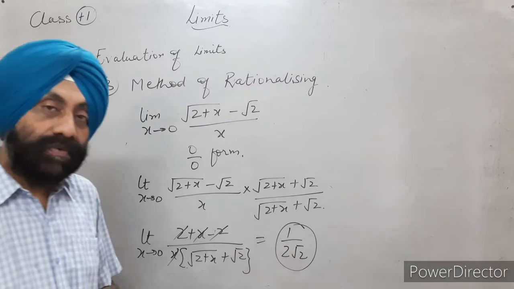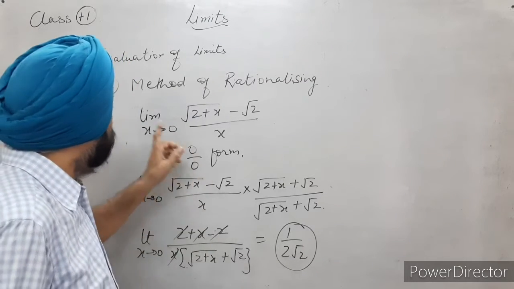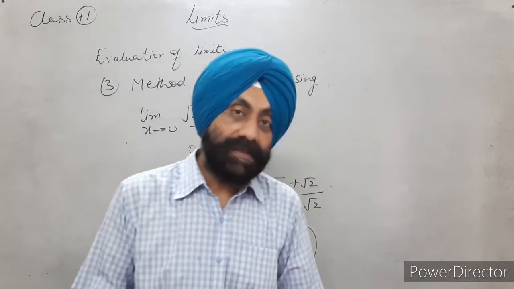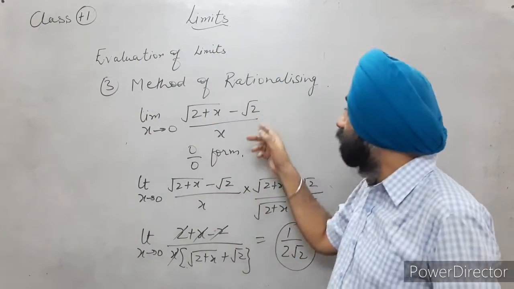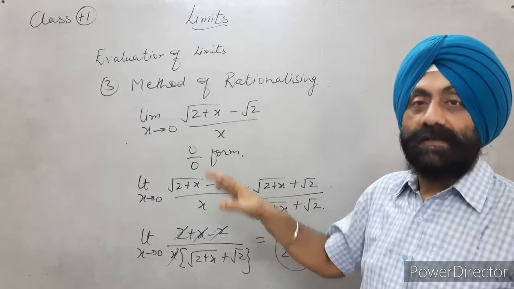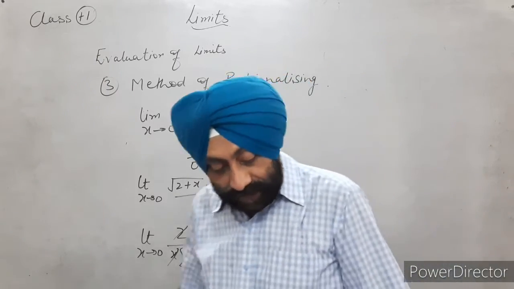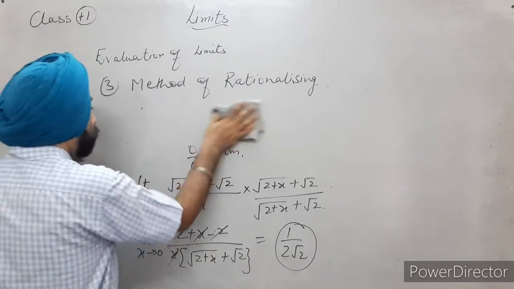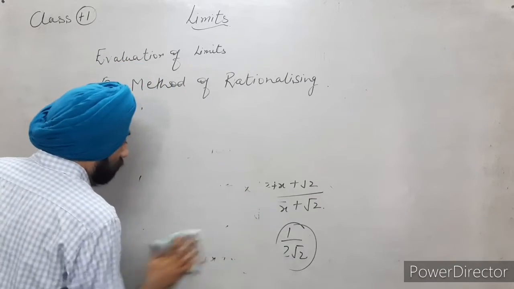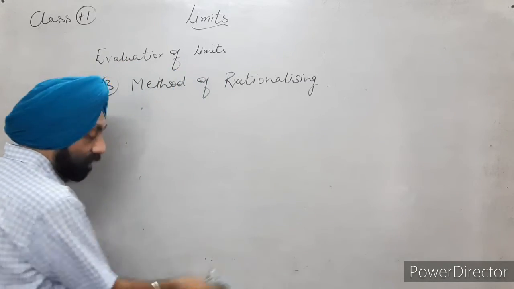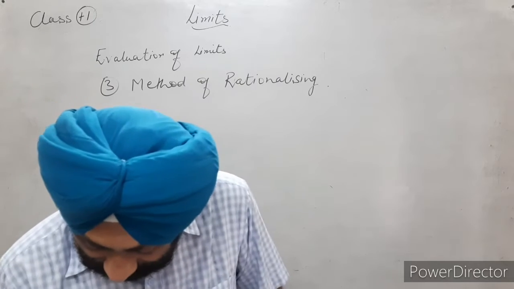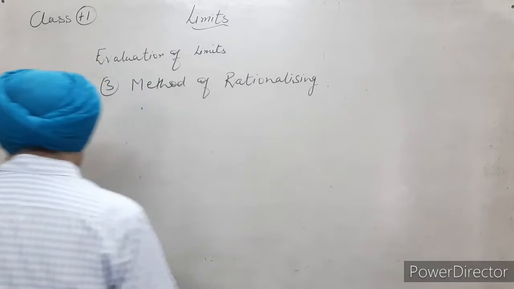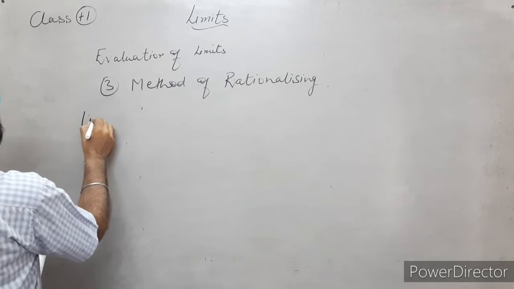This is the way we calculate the limit by rationalizing either the numerator or the denominator, or in a few cases we will rationalize both numerator and denominator. Now I will give you an example in which both the numerator and the denominator are rationalized. The question is like this. It's a very important question. Evaluate this.